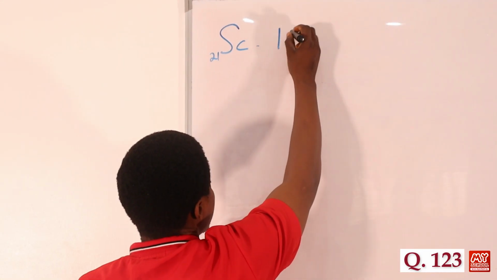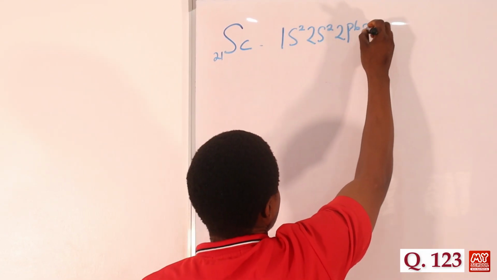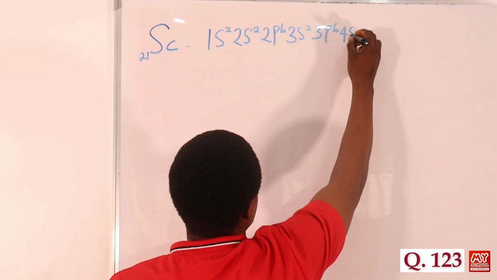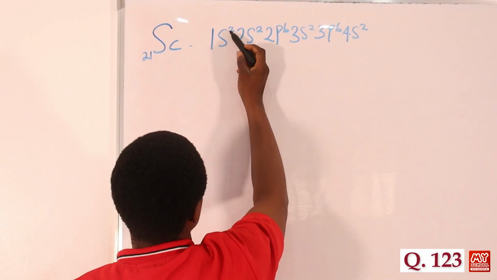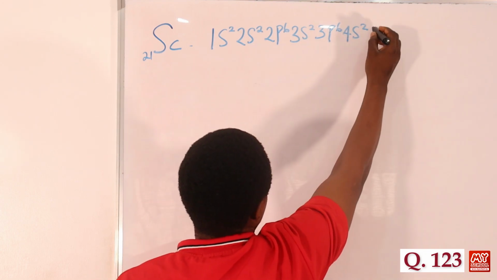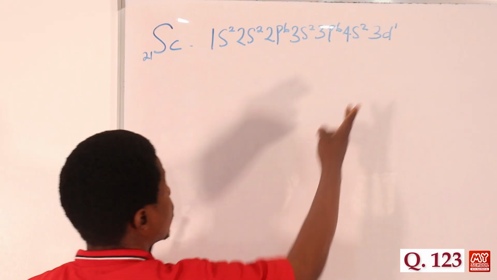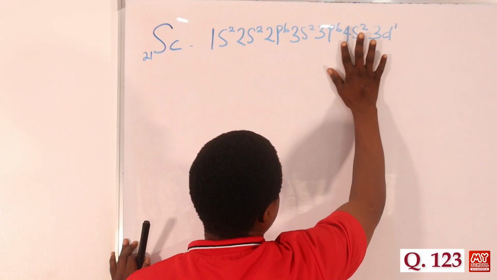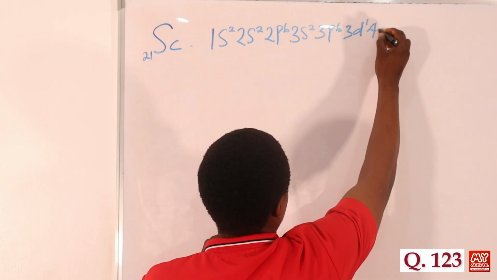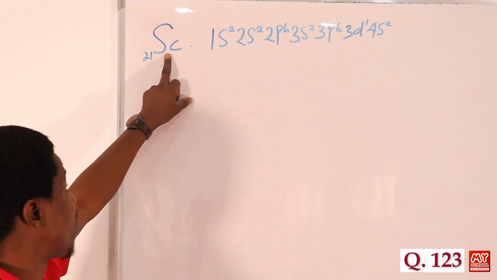So that will be 1s2, 2s2, 2p6, 3s2, 3p6, 4s2. Let's count. You are going to 21. 2 plus 2 is 4, plus 6 is 10, then 2, 2, 2. That's 20, so just one left. So we have 3d1. Usually we put the d first, then the 4s, because of energy level, so we have 3d1, 4s2. This is the electronic configuration of scandium having 21.